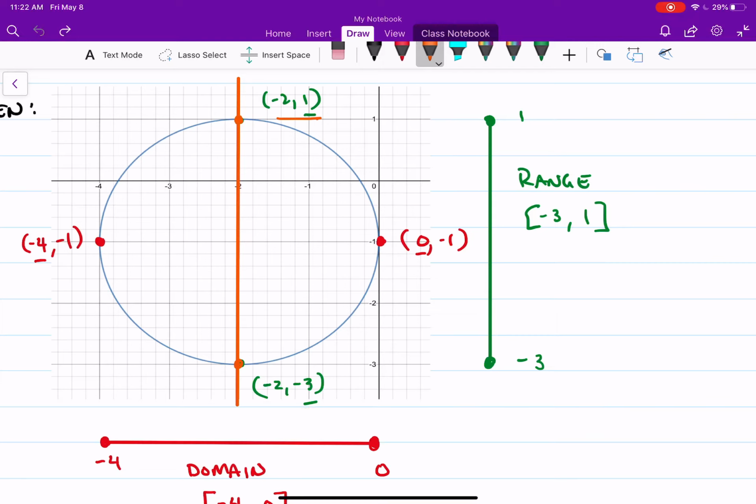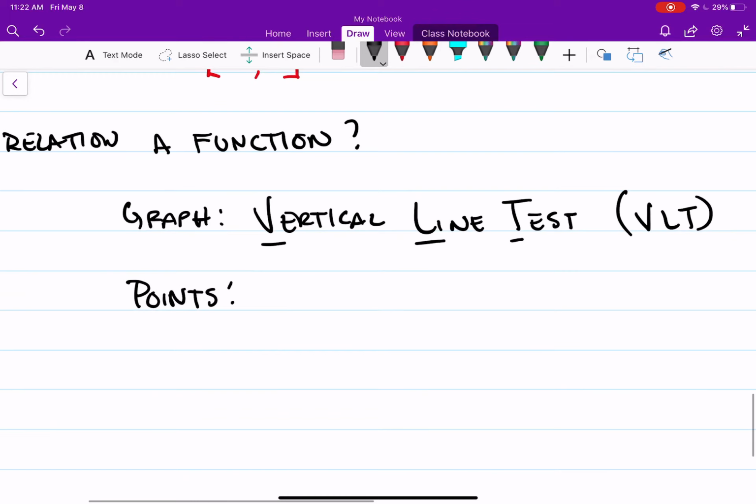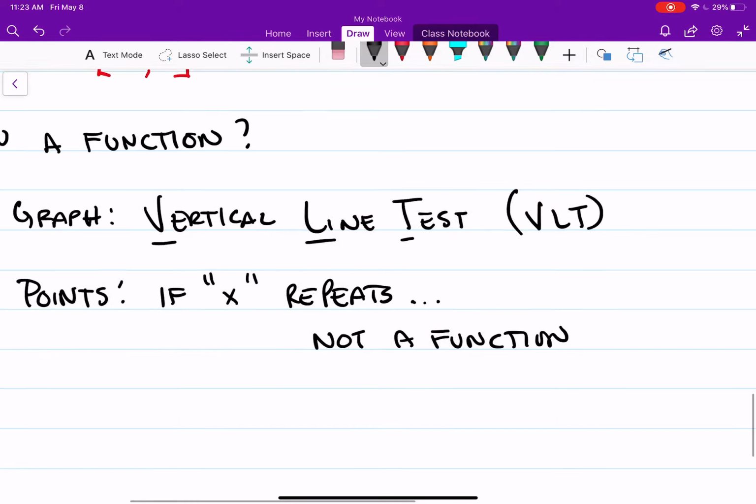So let me undo a couple of things here. Undo, excellent. So now I can just take that away. So with points, if the x repeats, not a function.